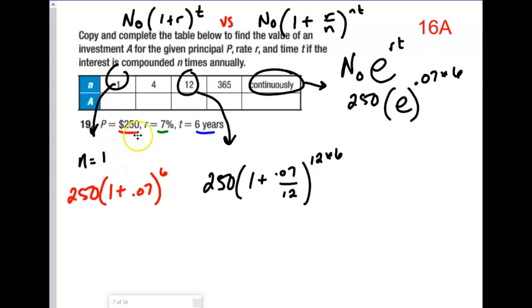Right here it just said your initial. They called it P in your book, but in your formula card they keep calling it N sub naught. It's just the initial amount that you invest. P stands for principal in money problems, but on your formula card they don't write it as P. They call it N sub naught. That is a good question.